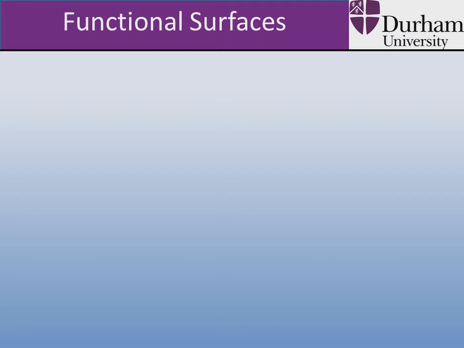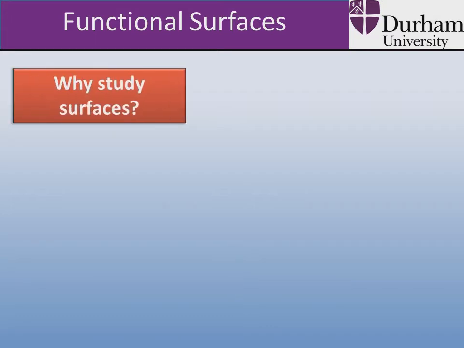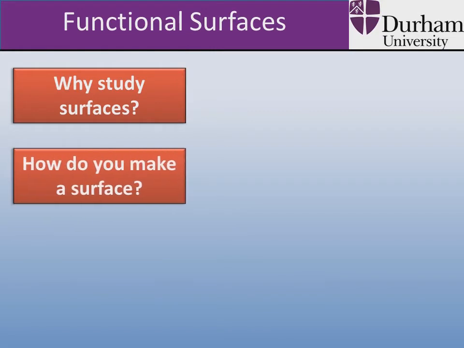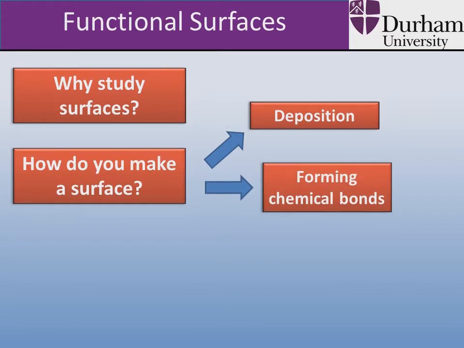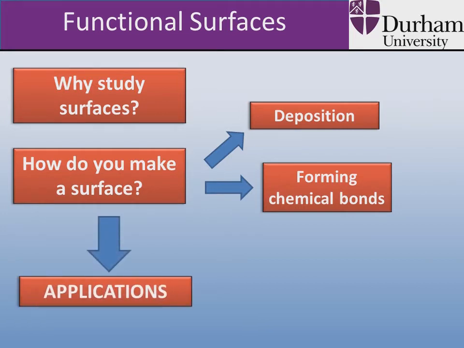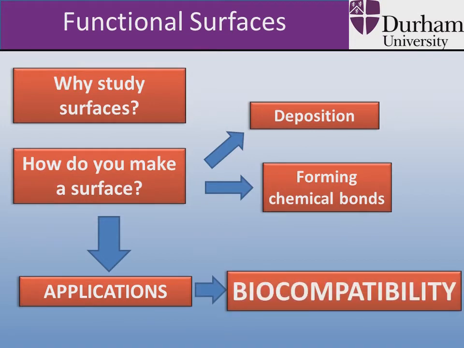So far, we have learnt why surface science is important, and how to make a new surface on an object, either by deposition methods such as spin coating or painting, or by chemically bonding new species on, such as in plasma treatment. Now we will look at how these methods are being used to functionalize surfaces to make them biocompatible.